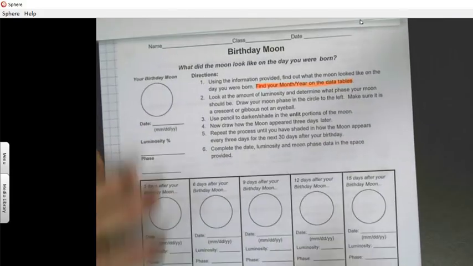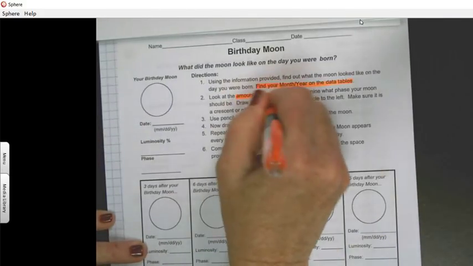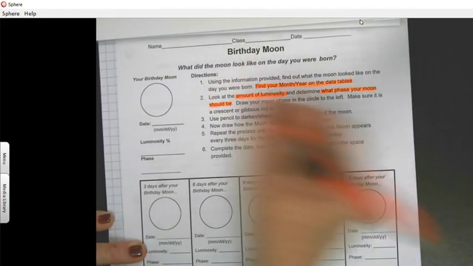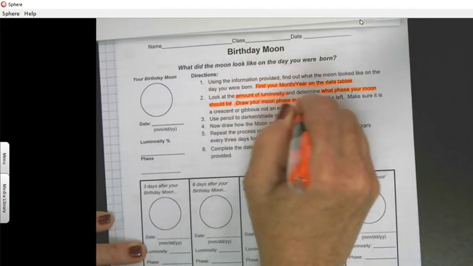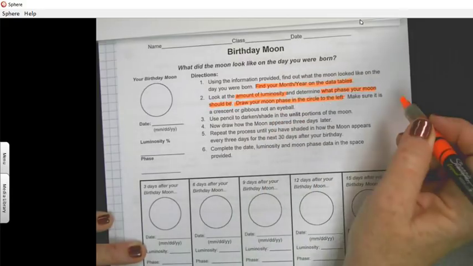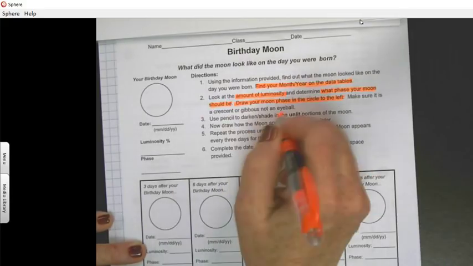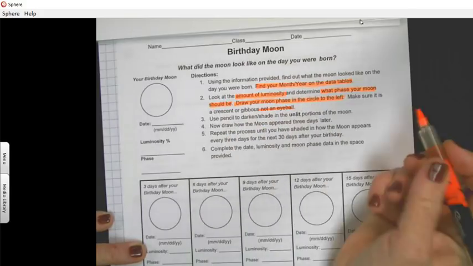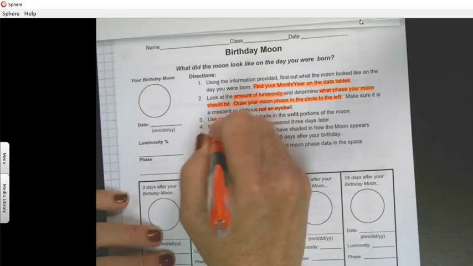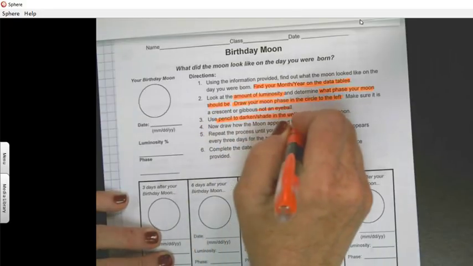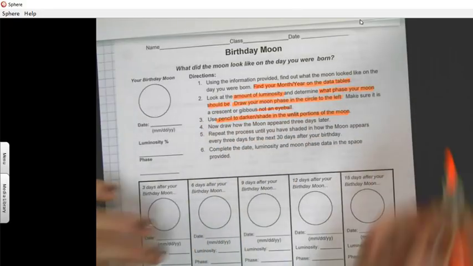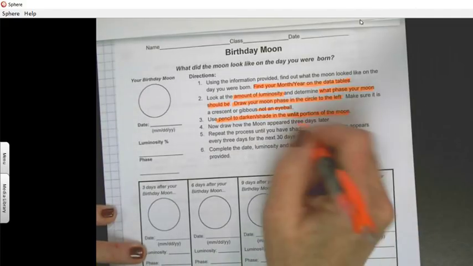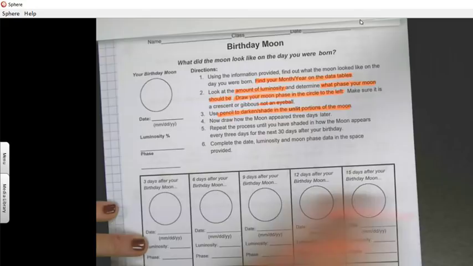Then you're going to look at the amount of luminosity and determine what phase your moon should be. You're going to draw your moon phase in the circle to the left and make sure that it's a crescent or a gibbous, not an eyeball. Okay? You're going to use your pencil to darken and shade in the unlit portion of the moon. And then you're going to draw how the moon will appear 3 days later. That'll all come down here.